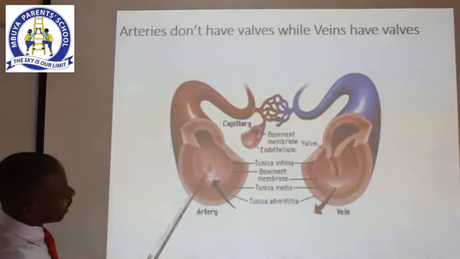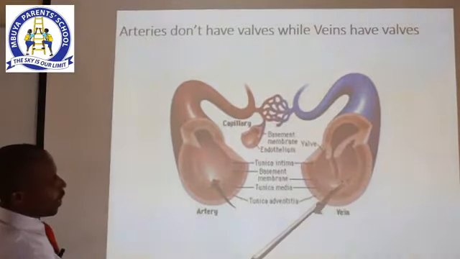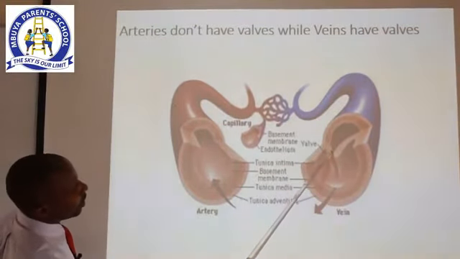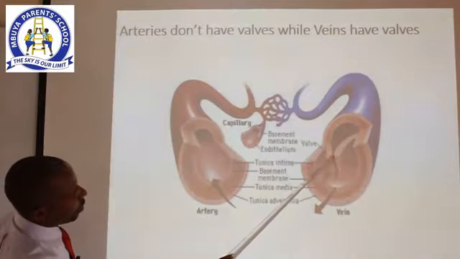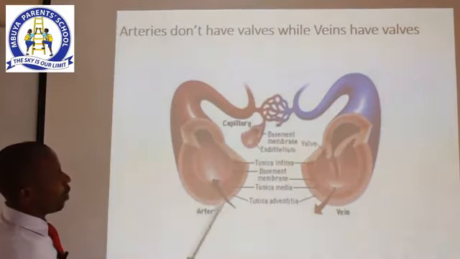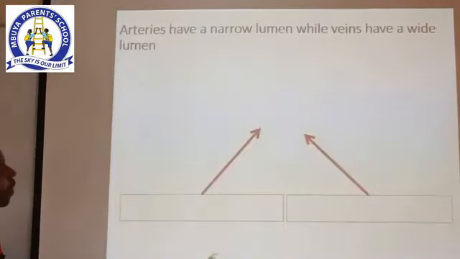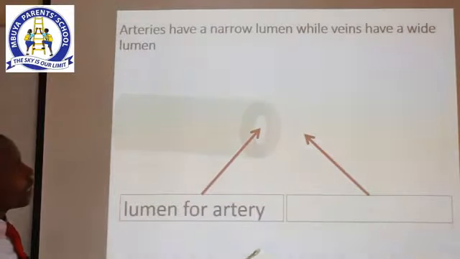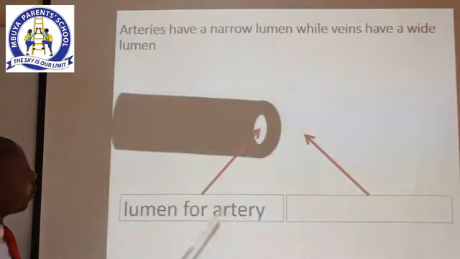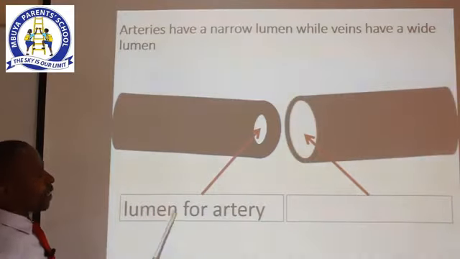This one is an artery. This one is a vein. The vein has these valves we are talking about. The vein has these valves, but this one has no valves. Let's have another difference. You find that arteries have a narrow lumen, while veins have a wide lumen. The lumen, we said, is the passage.